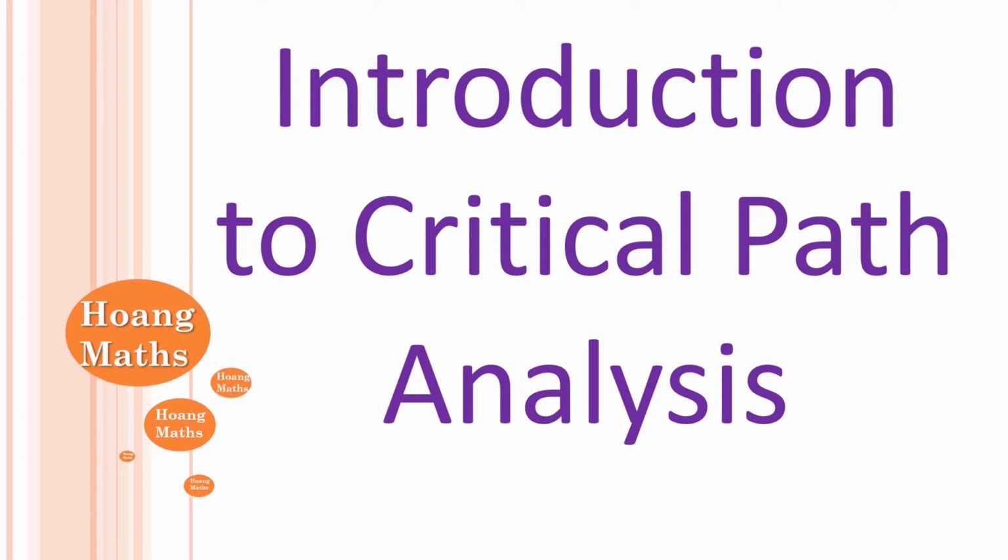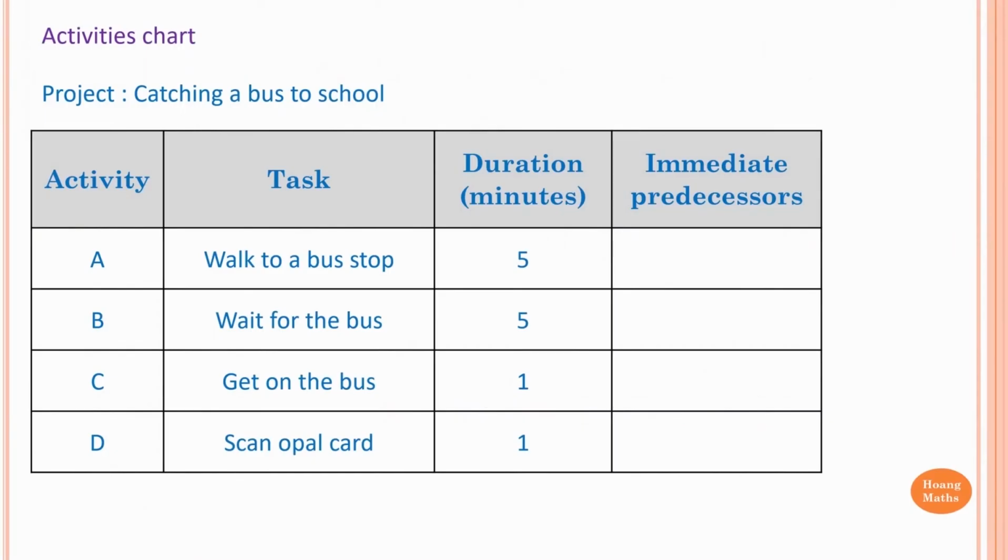Critical path analysis is a method to identify the activities and times required to complete a project. For example, this is an activity chart. Now the project is to catch a bus to school. The tasks are walk to a bus stop, wait for a bus, get on a bus, and scan Opal card. So these are the tasks.